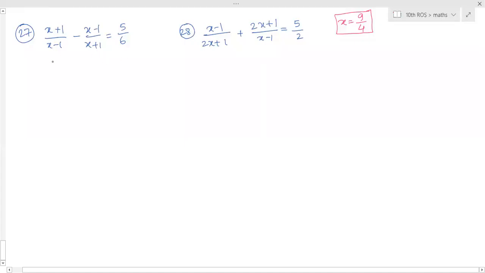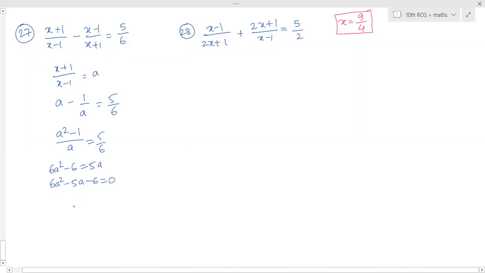Consider x plus 1 by x minus 1 as a. So the equation will become a minus 1 by a is equal to 5 by 6. A square minus 1 by a is equal to 5 by 6. 6a square minus 6 is equal to 5a. 6a square minus 5a minus 6 is equal to 0. 6a square minus 6a plus a minus 6 is equal to 0.